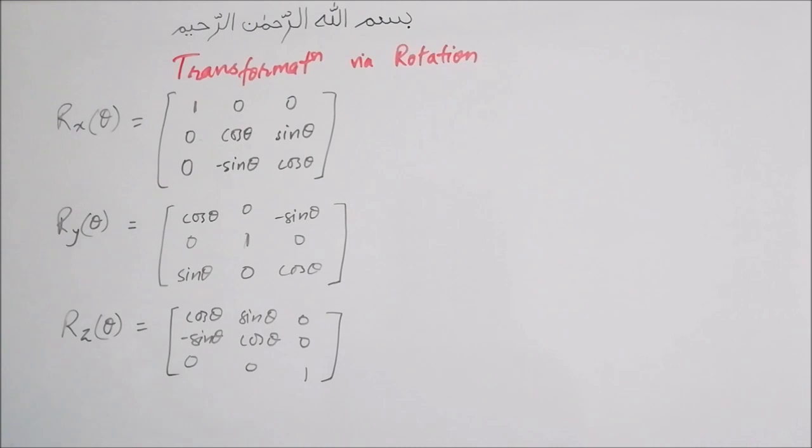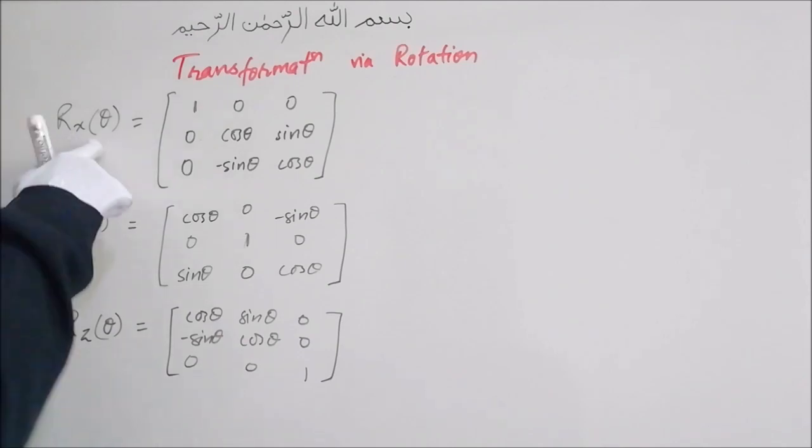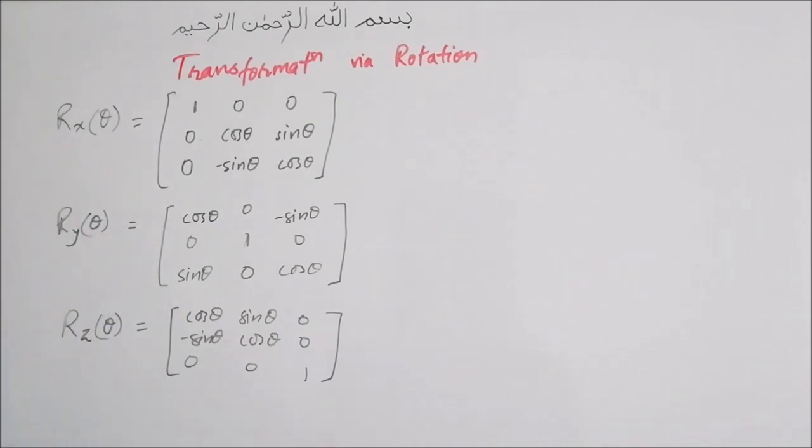Just remember these formulas. You can directly use them in exams while solving the problems. So as I said before, these three rotation matrices are orthogonal in nature with determinant equal to +1. And the angle of rotation theta is positive when rotation is in the anti-clockwise direction and negative when the rotation is in the clockwise direction.